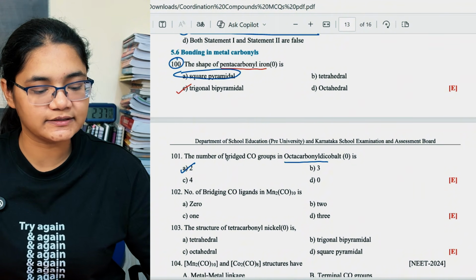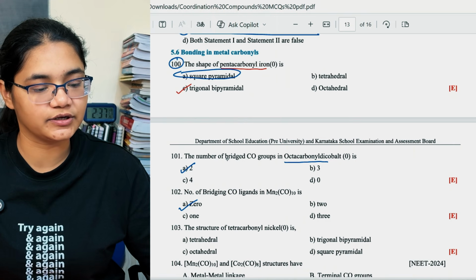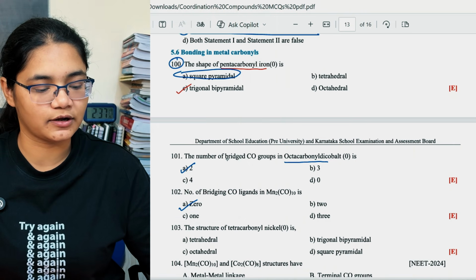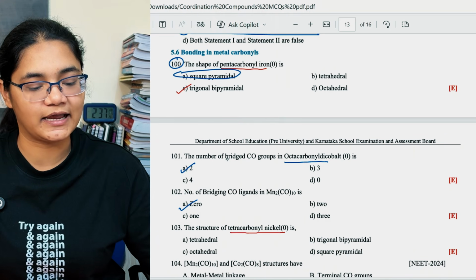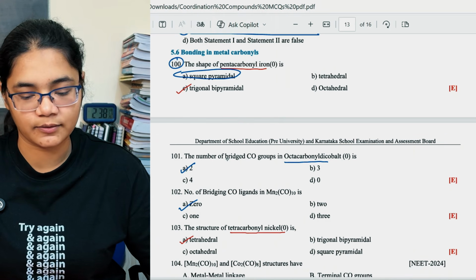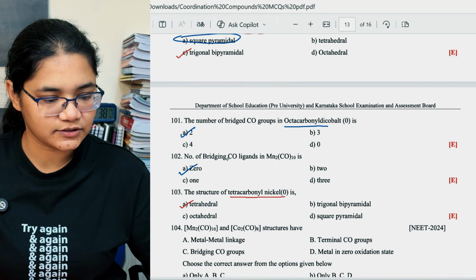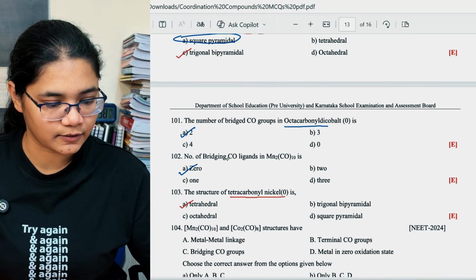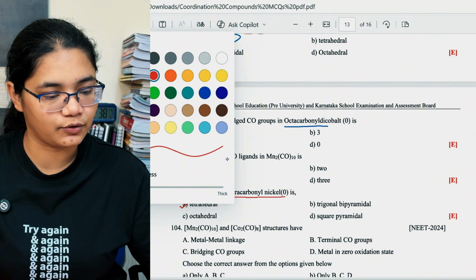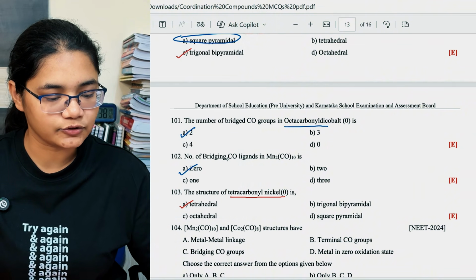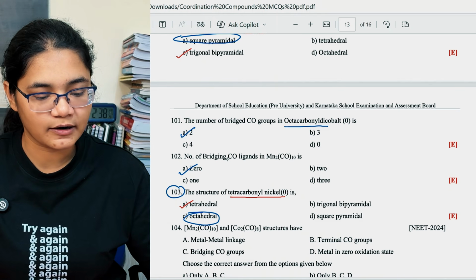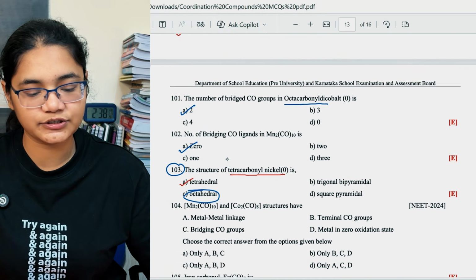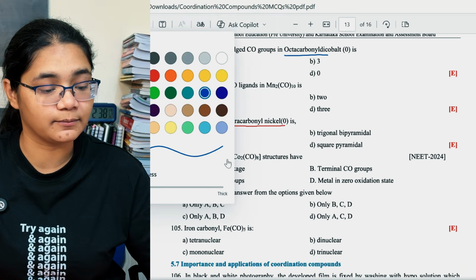The number of bridging ligands in Mn2(CO)10 is 0, there is no bridging ligand. It is two different structures without any bridging. The structure of tetracarbonyl nickel, Ni(CO)4, is tetrahedral, option number A. Next is 103. This answer is also given wrong in our answer key. The answer that is given in the answer key is actually C. But for a coordination number of 4, you cannot have octahedral, so it is completely wrong.